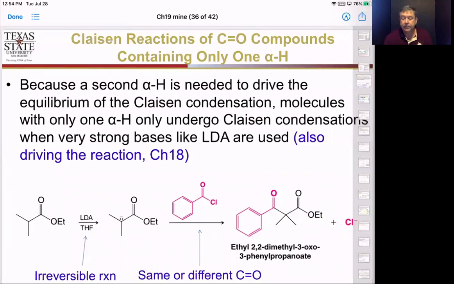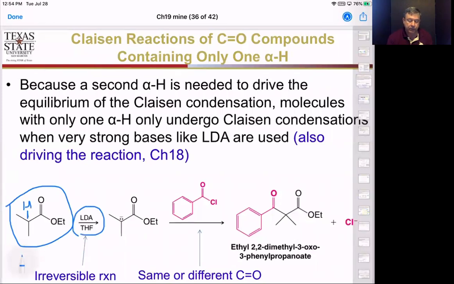So in this case here, we're going to start with our ester like we had before, and in this case we only have one alpha hydrogen right here. So when we use our irreversible strong base, we're going to trap our enolate in this position here, and it is now our nucleophile, okay? So instead of attacking something like an ester or an aldehyde or a ketone, we're going to attack this acyl halide here, and our chloride ends up being our leaving group on this.